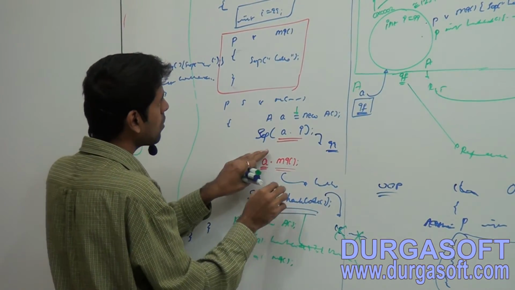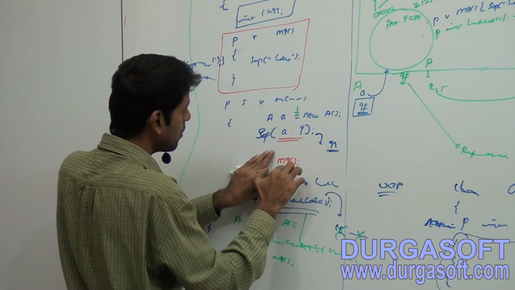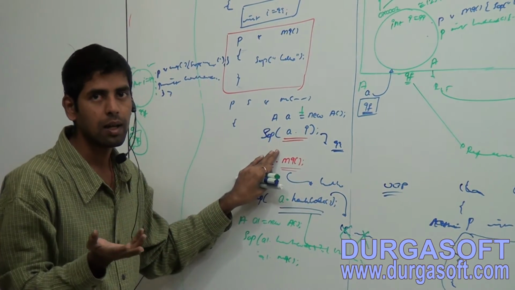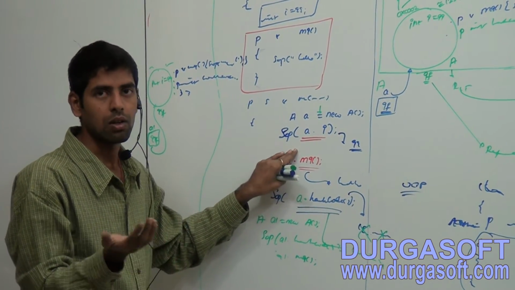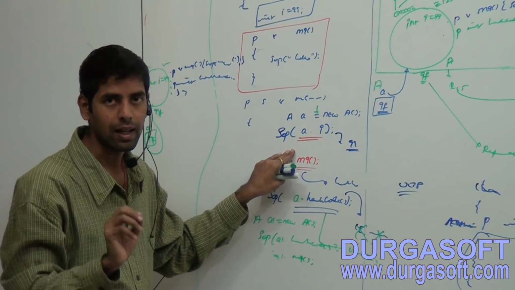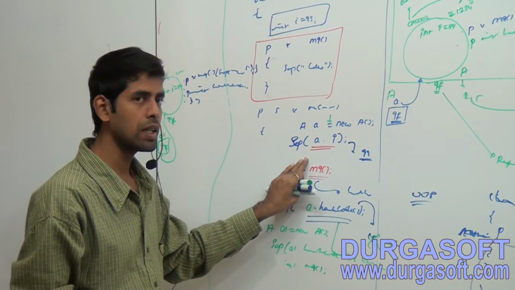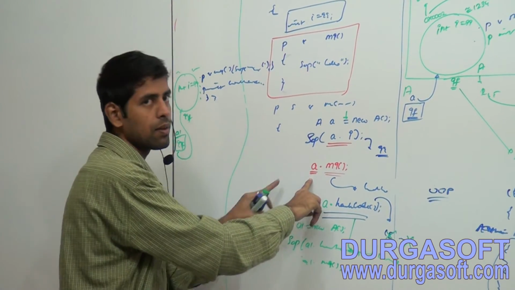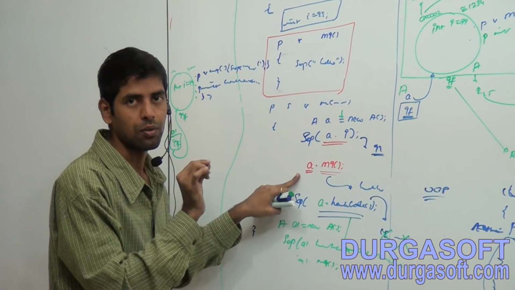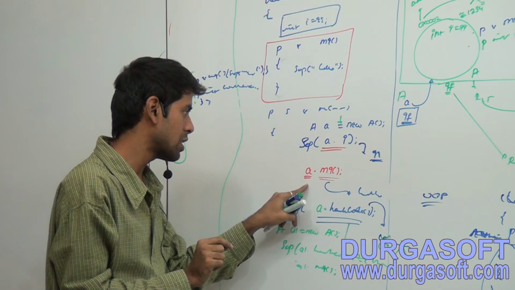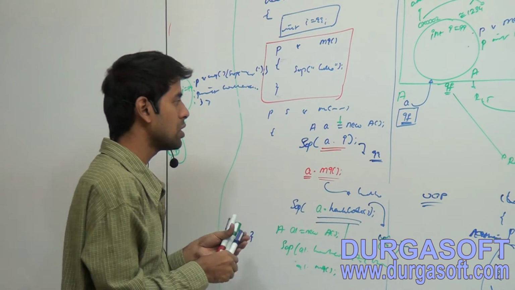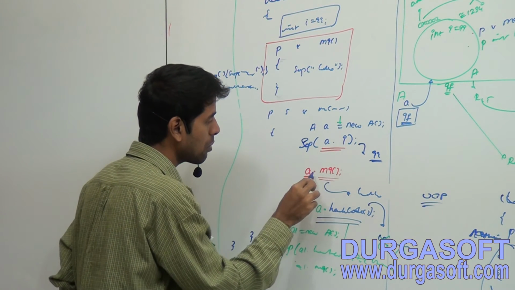Now I want to access the m9 method. If I write m9 method here, what happens? Compile time error: non-static method cannot be accessed from static context. How to avoid that? Access it on a reference variable, by using the reference variable. This dot is the highest category operator, friends.